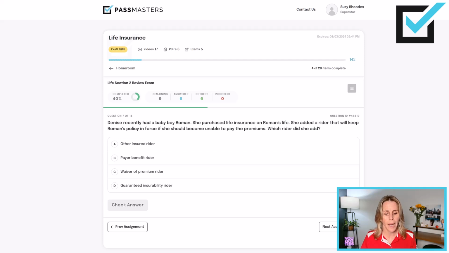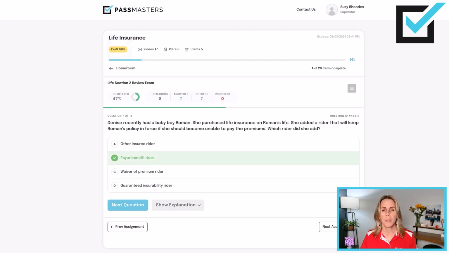Denise recently had a baby boy, Roman. She purchased life insurance on Roman's life. She added a rider that will keep Roman's policy in force if she should become unable to pay the premiums. Which rider did she add? Other insured rider, payer benefit rider, waiver of premium rider, or guaranteed insurability rider? Denise owns a policy on her child. She is the payor. It is the payor benefit rider.